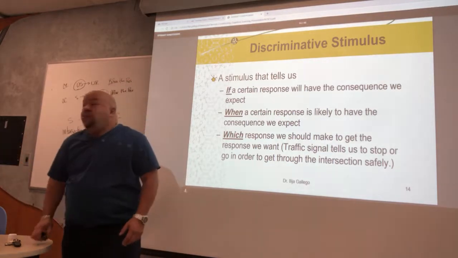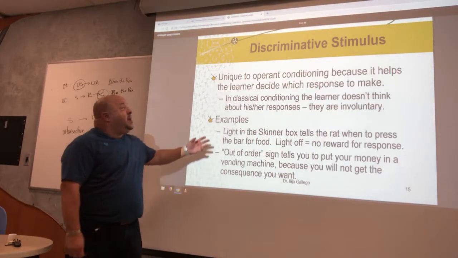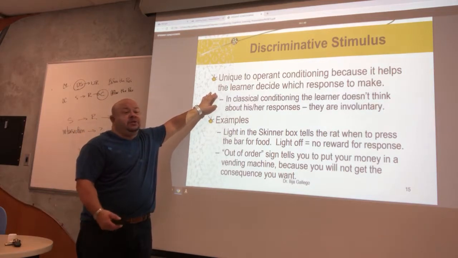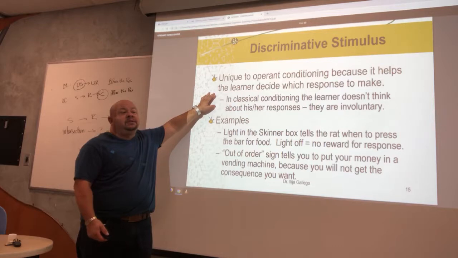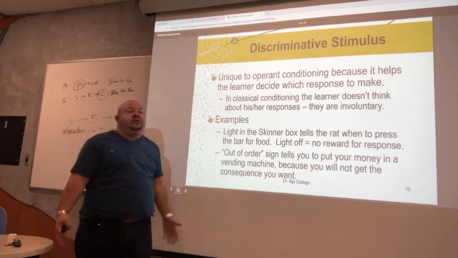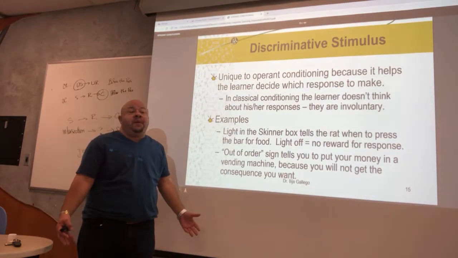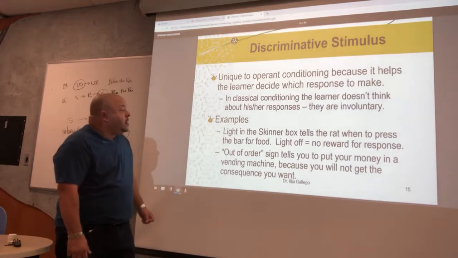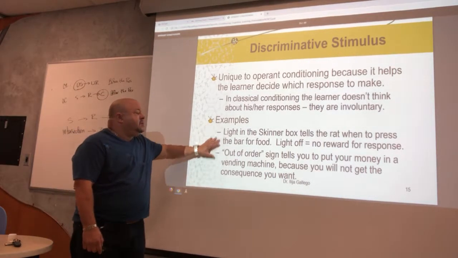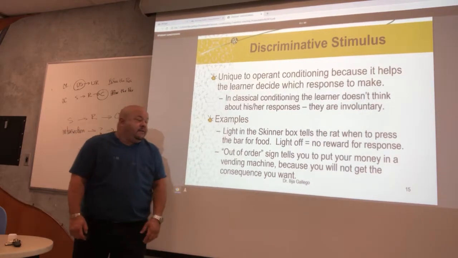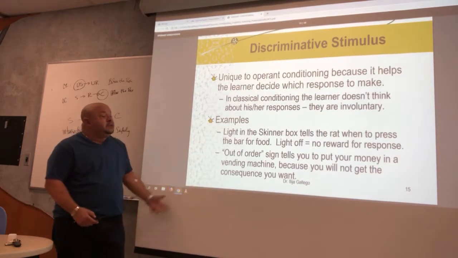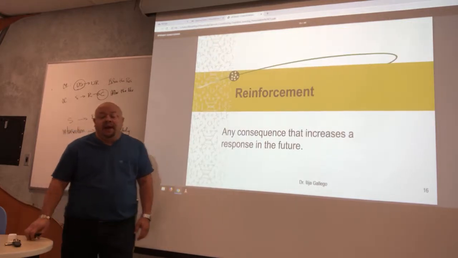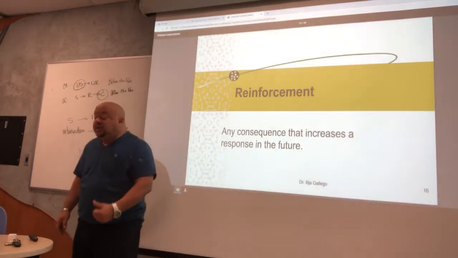So this is only in operant because it helps the learner decide which response to make. And in classical, the learner doesn't have control over their responses, right? They're all involuntary. So the examples are the light in the Skinner box, the out of order sign on a vending machine, and some of the others I gave you. All right, so now we're going to complicate our formula just a little bit.